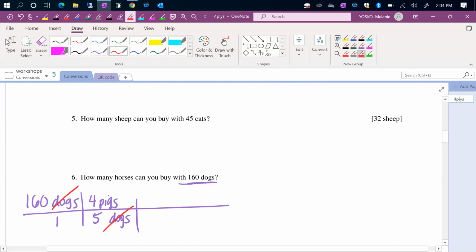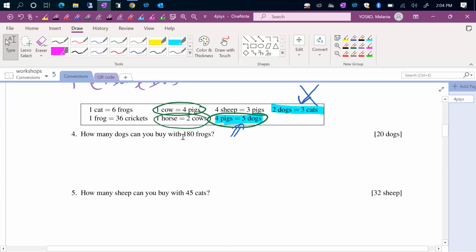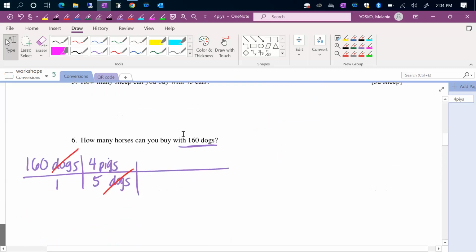What's the new unit right now? Pigs. Okay, so now I need to change from pigs to, you said, 1 cow. So pigs has to be on the bottom: 1 cow and 4 pigs. Y'all check, is that right? 1 cow and 4 pigs? Yes. Okay, and then pigs cancel.